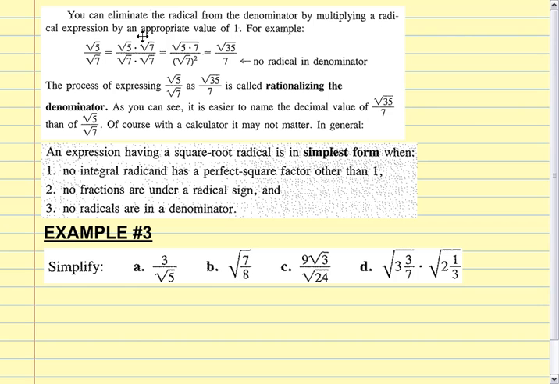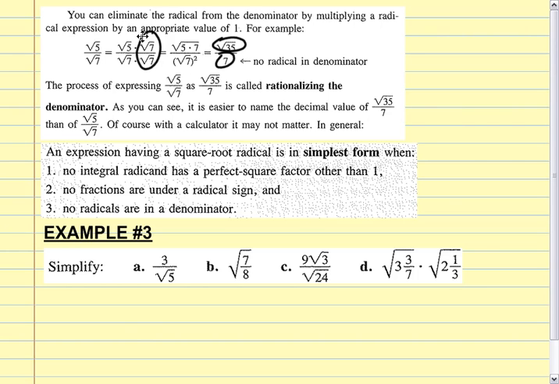Exactly. I'm not changing its value because this is equal to 1. Right? Root 7 divided by root 7 is 1. But it changes the way it appears. So I'm going to get root 35 on the top, and I'm going to get 7 on the bottom. Okay, now that's a lot easier to deal with.